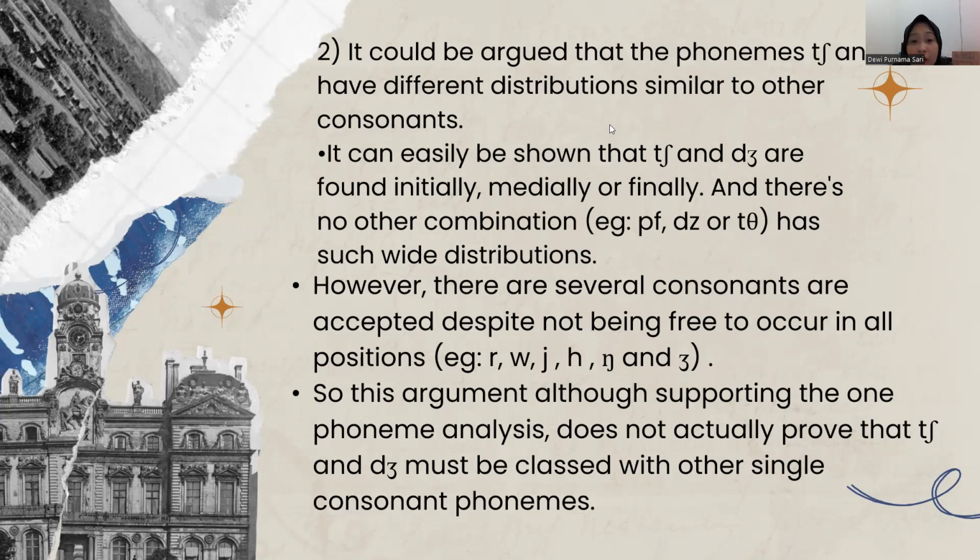Okay. However, there are several consonants that are accepted despite not being free to occur in all positions, for example r, w, y, h, and j. So this argument, although supporting the one phoneme analysis, does not actually prove that ch and j must be classed as single consonant phonemes, right?